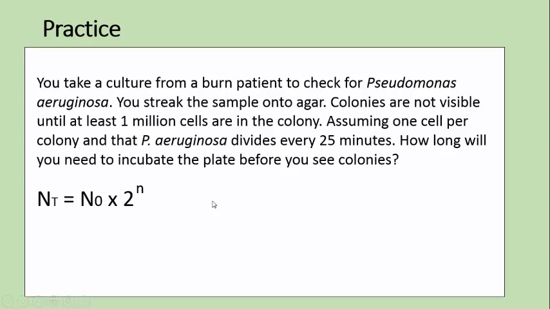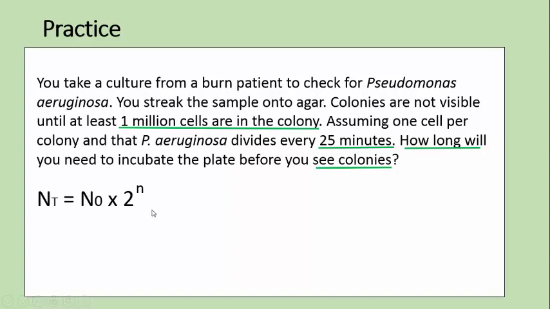So let's go ahead and underline the important part. You're looking for 1 million cells at least. And this P. aeruginosa divides every 25 minutes. And we're assuming 1 cell. So this one's different. I do tell you the number of starting cells, but I don't tell you how long. That's what you're supposed to figure out.